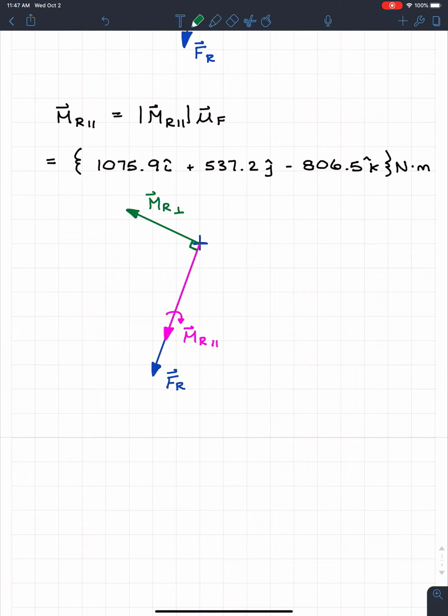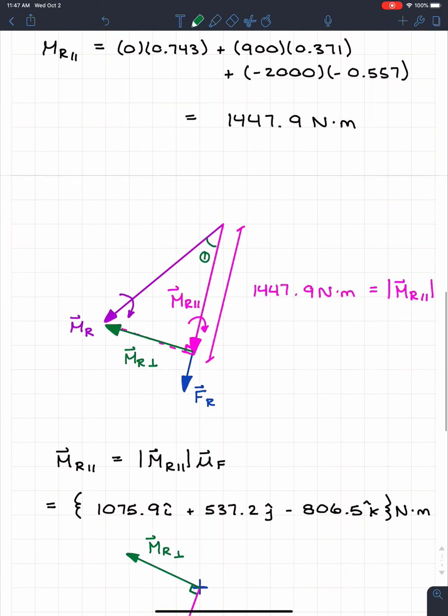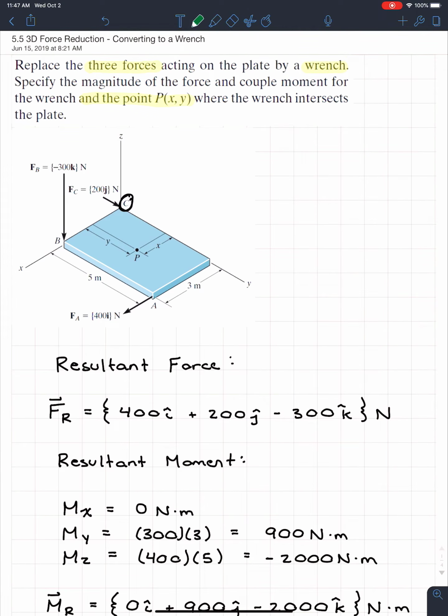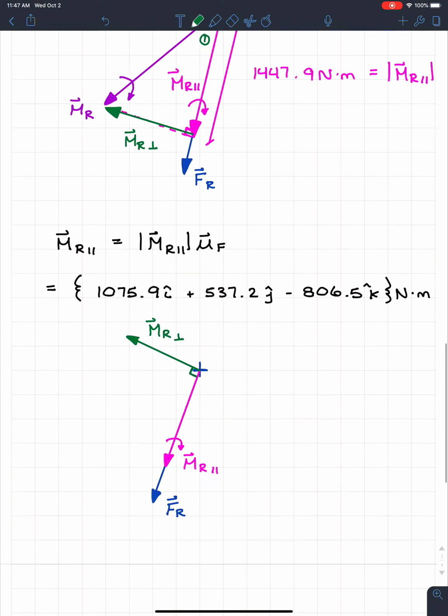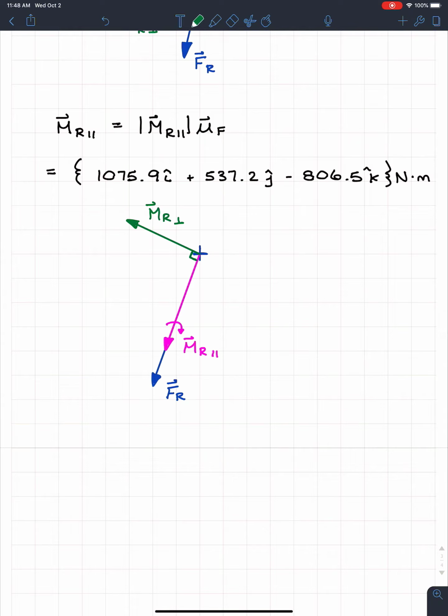So how do we get rid of MR perpendicular? It won't have any components in the same direction as the force, so we can't go back to the dot product anymore. But we have to remember what we did before: if we have a moment vector and we want to get rid of it, in this case MR perpendicular, we can move the force vector in the plane. By moving it around in the plane, we can create that moment just by the distances. So that's what we're going to do: get rid of MR perpendicular by moving the force vector.